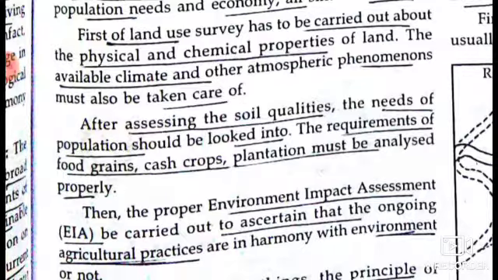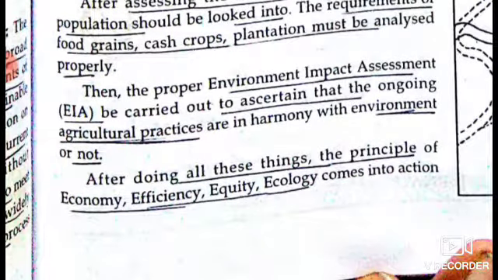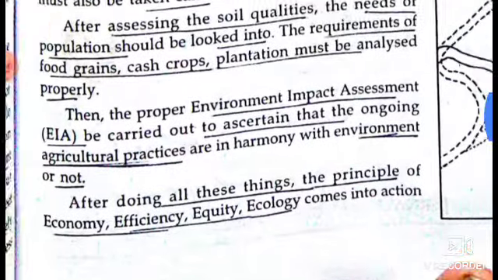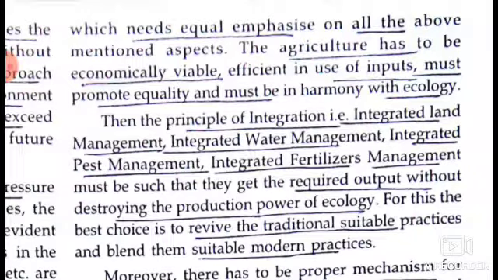After assessing the soil qualities, the needs of the population should be looked into. The requirements of food grains, cash crops, and plantations must be analyzed properly. Then a proper environmental impact assessment (EIA) should be carried out to ascertain whether the ongoing agricultural practices are in harmony with the environment or not. After doing all these things, the principles of economy, efficiency, equity, and ecology come into action, which need equal emphasis on all the above environmental aspects. Then agriculture has to be economically viable, efficient in the use of inputs, must promote equality, and must be in harmony with ecology.